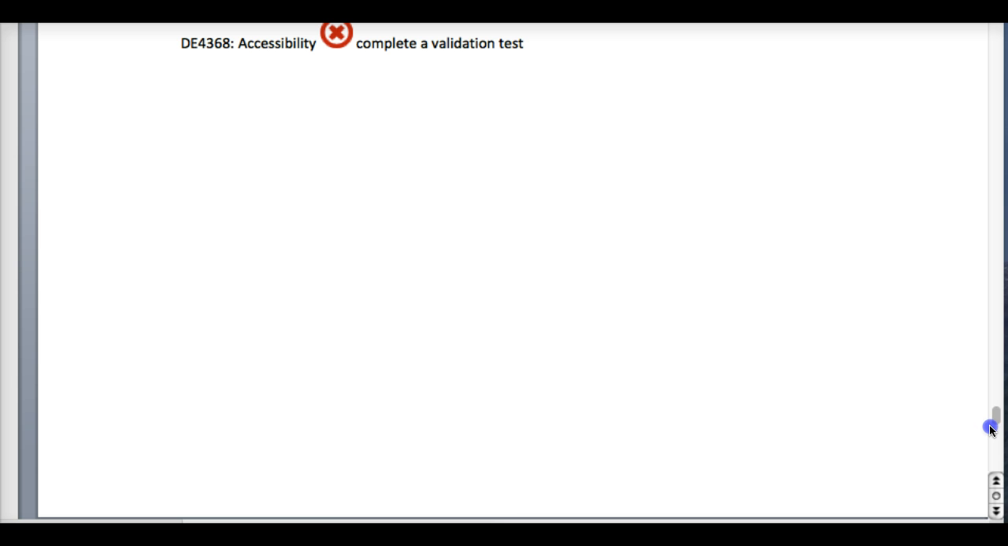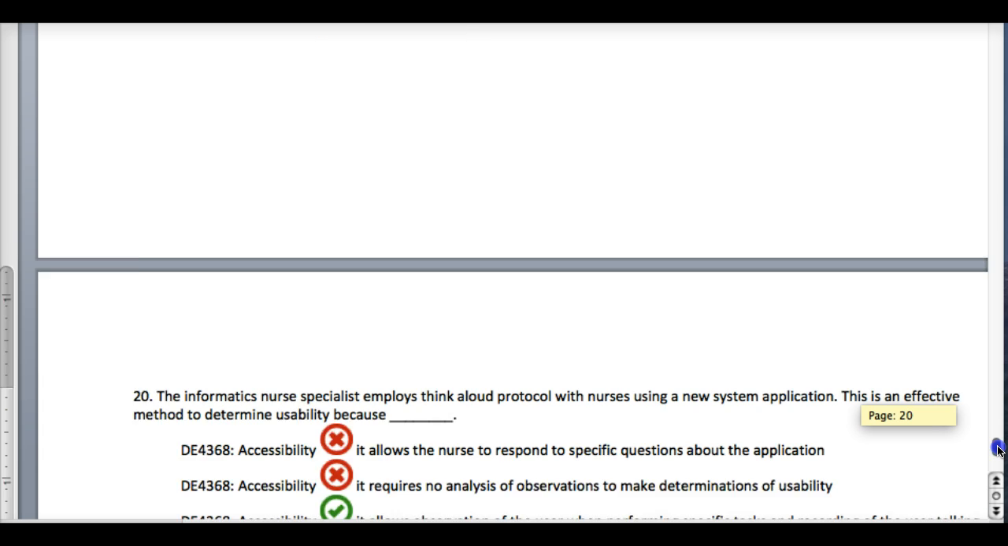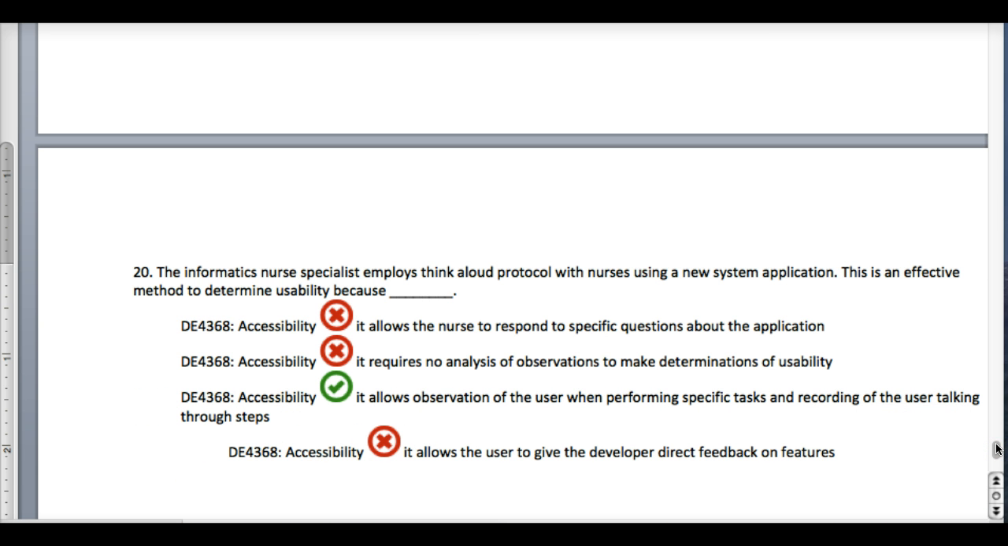And the last one, the informatics nurse specialist employs a think-aloud protocol with nurses using a new system application. This is an effective method to determine usability because the correct answer is it allows observation of the user when performing specific tasks. Again, this is on page 183 to 185.